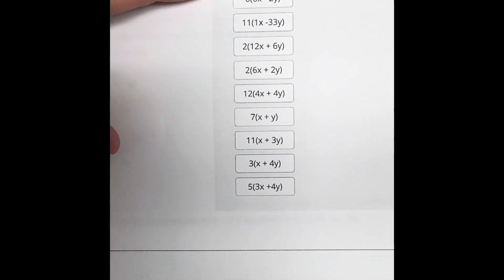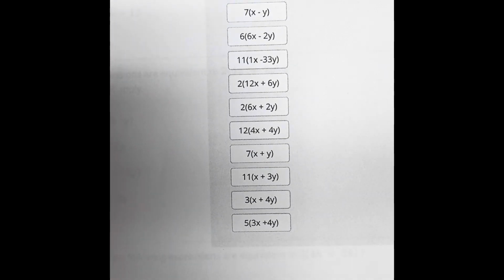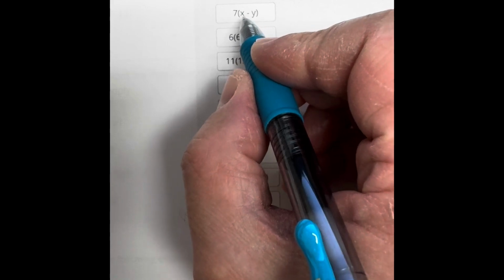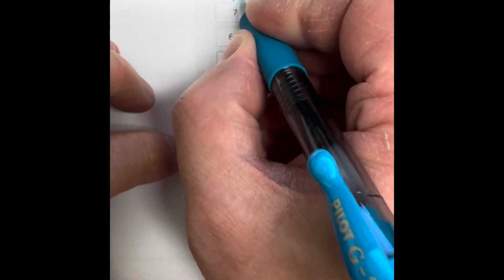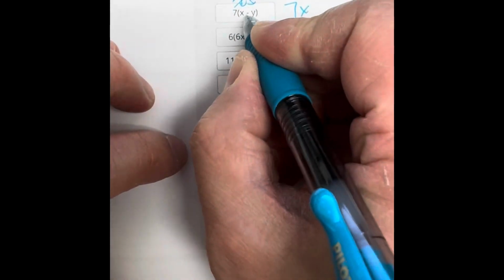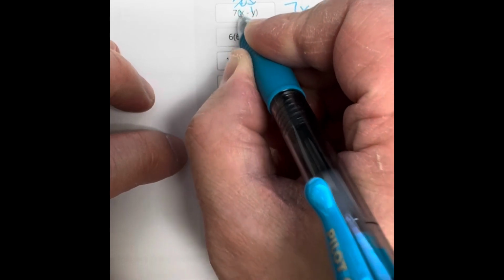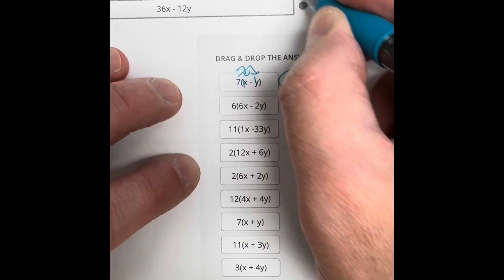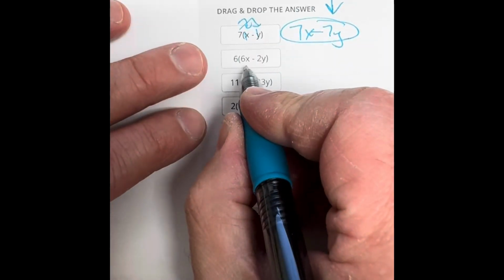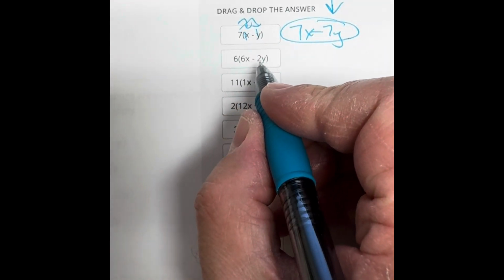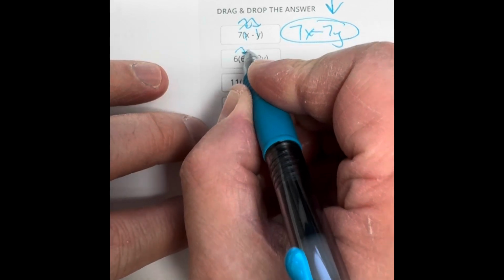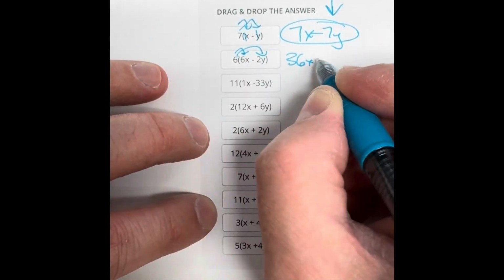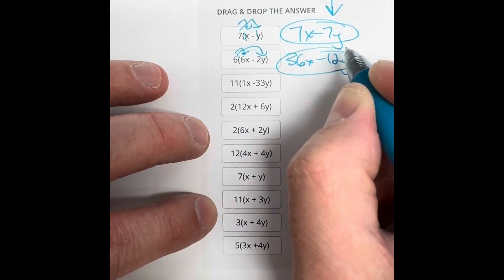But we can go down here and we can drag and drop our answers, or we can arrow to our answers. So 7 times the quantity of x minus y. We distribute the 7 to both. So that's 7x, and then 7 times a negative 1y is negative 7y. So that's the simplification there, and then here we go. All right. 6 times the quantity of 6x minus 2y. So again, distribute. So 6 times 6x is 36x. 6 times negative 2y is negative 12y. Okay, and then I've got that here.